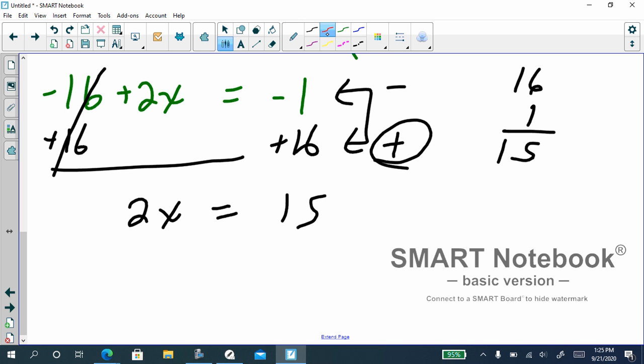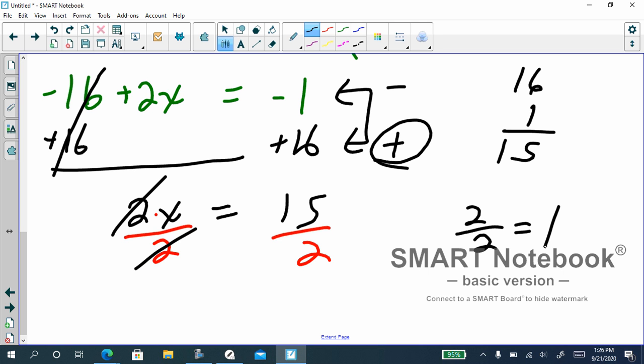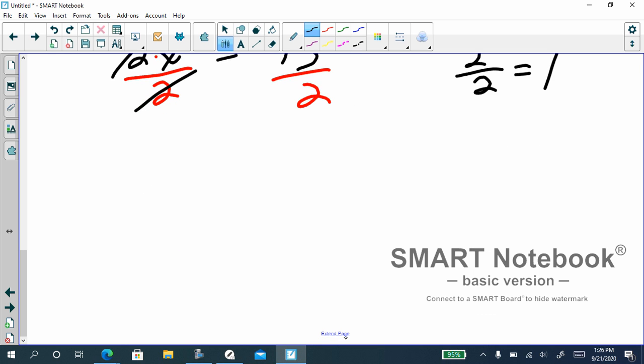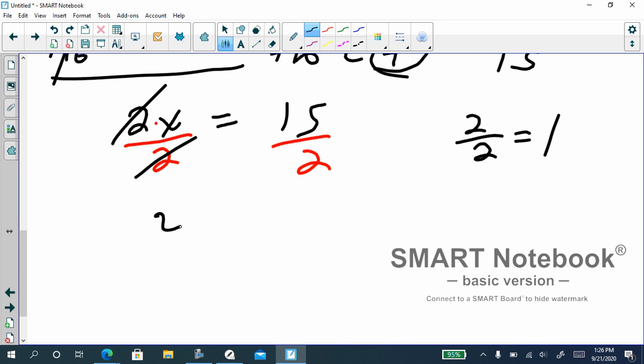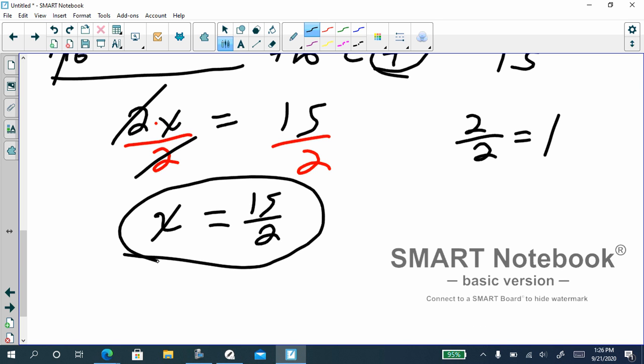Now that we have the x's on the left, the constants on the right, then to get rid of the 2, divide both sides by 2. So that 2 on top and 2 on bottom cancel. Again, anything over itself makes 1. So that leaves us with 1x, or just call that x, is 15 over 2. And we can leave it like that. We do not have to make that a mixed number. So 15 over 2.